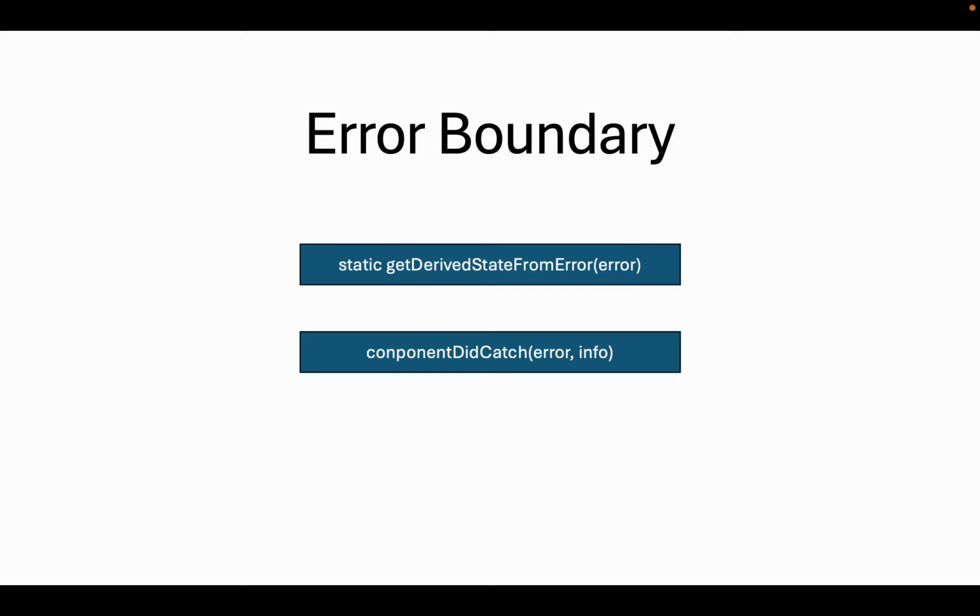An error boundary is actually a state in which a React.js component throws an error. We have to catch that state or that error and show a specific fallback UI. So what is an error boundary?